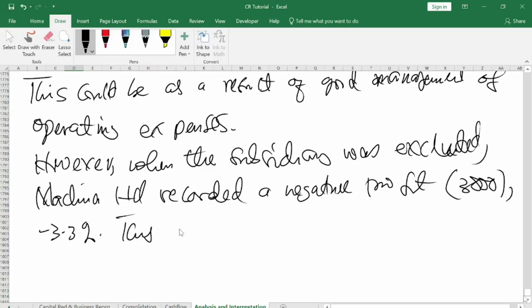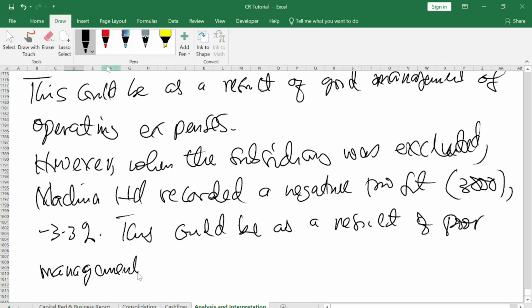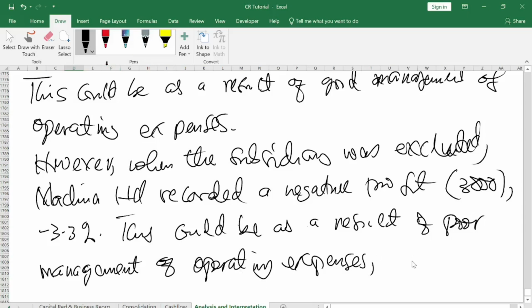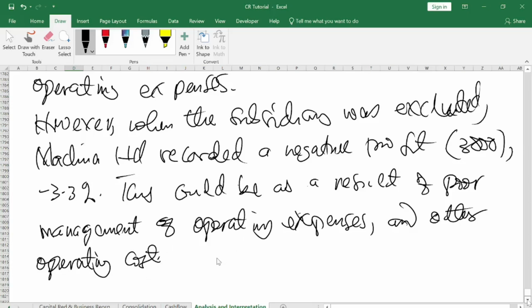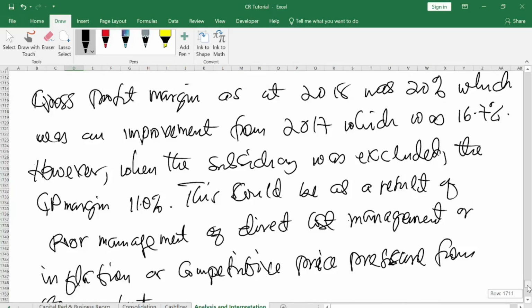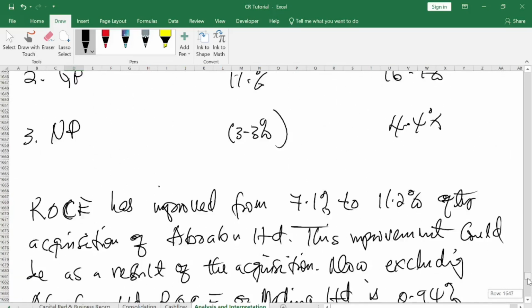So this could be as a result of poor management of operating expenses and other operating costs. Full stop. That's all. Please, you understand? Yes, sir. So that is all about the reporting.